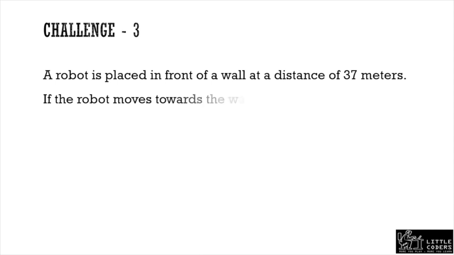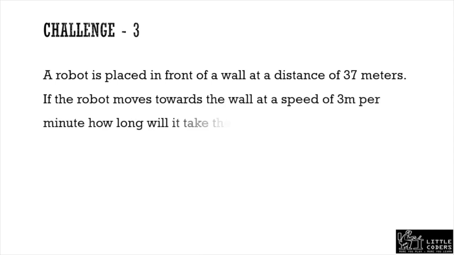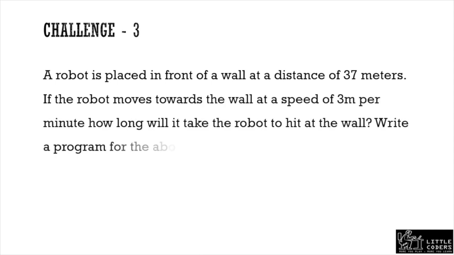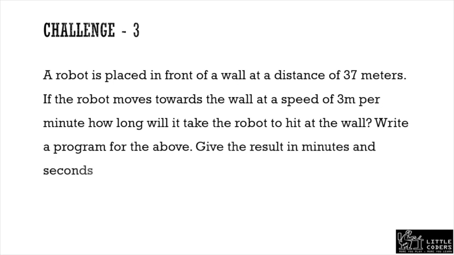Another problem is also given here. A robot is placed in front of a wall at a distance of 37 meters. If the robot moves towards the wall at a speed of 3 meters per minute, how long will it take the robot to hit the wall? Now what we have to give is, it is taking 10 minutes and 30 seconds or 40 minutes and 12 seconds, like that. Whatever the result that comes, that has to be printed.